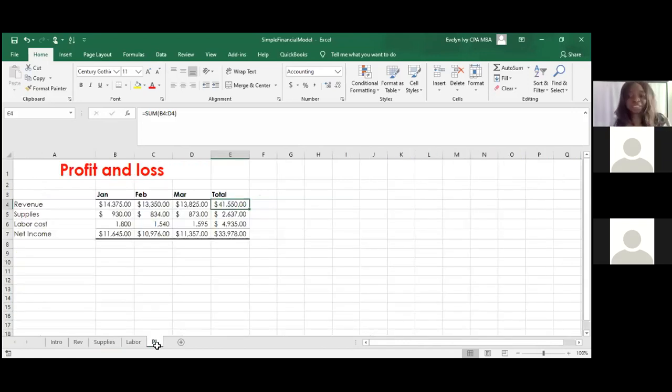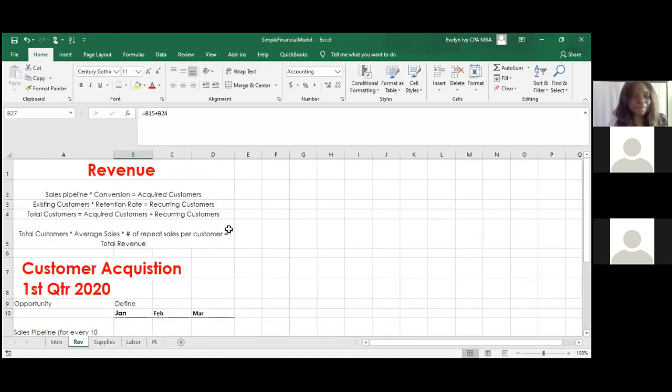So let's put this together. Here is the revenue projections. You can see I have my revenue for January, February, March. I have my supplies, which is what I predicted. I have my labor costs, so I can see my net income. But then again, now I have my model, so now I can do a what-if.